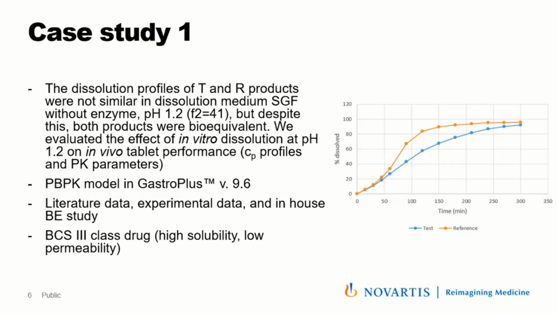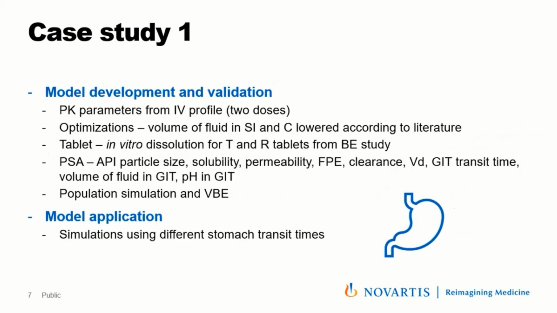We developed a PBPK model in GastroPlus based on available literature data, some experimental data, and internal bioequivalence study results, and predicted plasma concentration profiles and PK parameters for test and reference products. The model was developed gradually, using available intravenous data for fitting distribution parameters. Some optimization was done during model development, such as lower volume of fluid in small intestine and colon according to the values reported in literature.